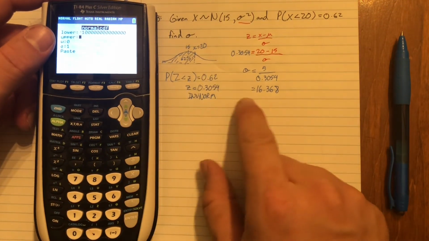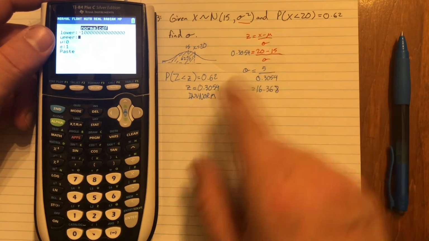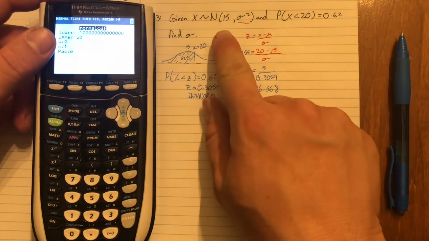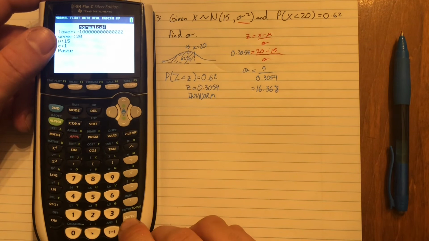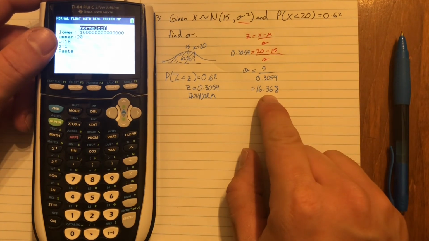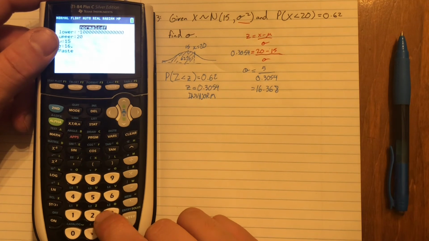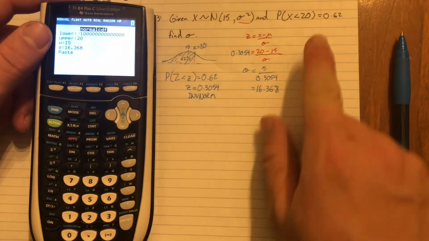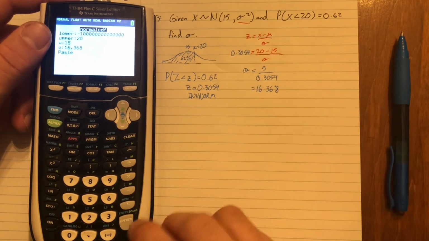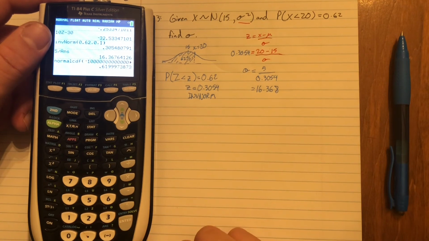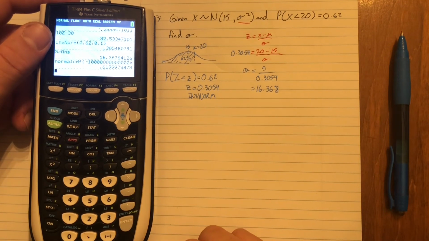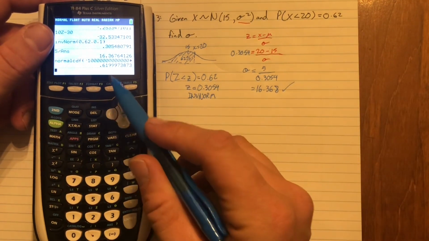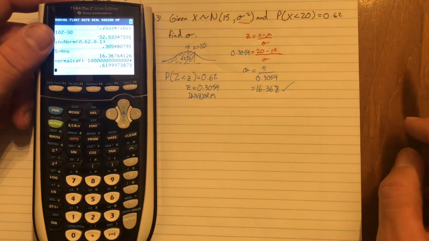Now my upper bound is going to be 20. My mean is my given mean of 15, and my standard deviation is my calculated standard deviation, 16.368. So I'm really just checking my work now. I would expect that my answer would be about 62%. Let's see what I get. About 62%. So it turns out that this was the correct value of our standard deviation, or really, really close, to like 6 decimal places.